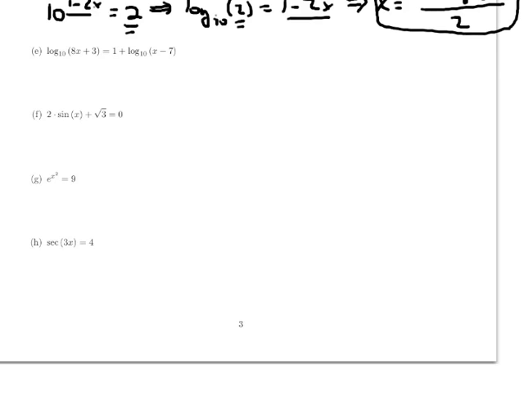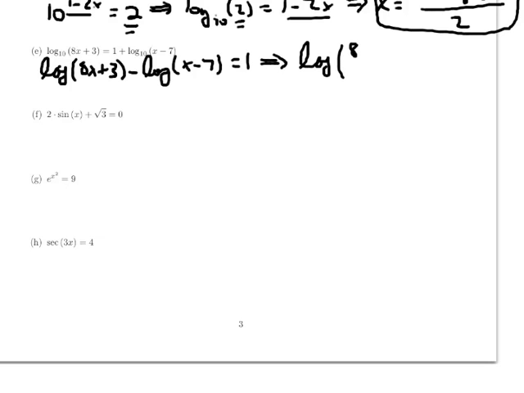In part E, we have a little bit of work to do with our log properties before we even get started, but we still want to start with the same basic idea. I want my log stuff to be by itself on one side. So I'm just going to write log here instead of log base 10, it'll be easier. If I subtract the log of x minus 7 from both sides, I'll have this expression. The rationale for doing that is that I know a log property that says the log of a minus the log of b is just the log of the quotient of a and b. So I can rewrite this equation as the log of (8x plus 3) over (x minus 7) equals 1.